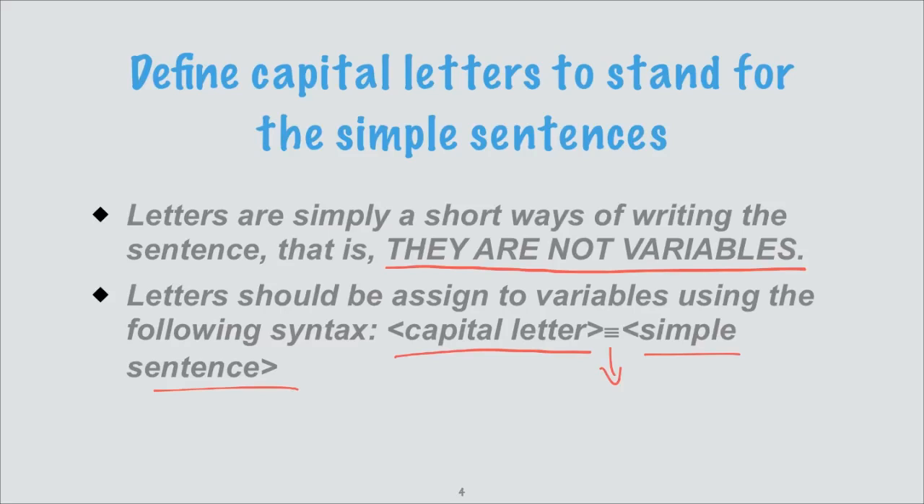If you're given a statement to translate and there is no letter given to you, then you should follow that format where you give some capital letter with the triple bar, and then you would write out the simple statement. Now, again, you always want to write the simple statement separately. You would never want to combine these, or have any connectives in there, with the exception of the negation.